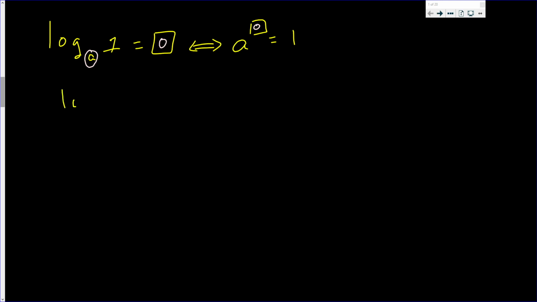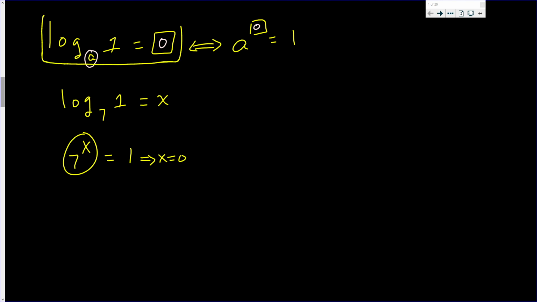That is, if I ask you to solve this equation, log base 7 of 1 is equal to x, well, you should say, well, this means that 7 to the x equals 1. Well, that implies x is 0, because 7 to the 0 is 1. And only 7 raised to the 0 power is 1. So we have this rule.